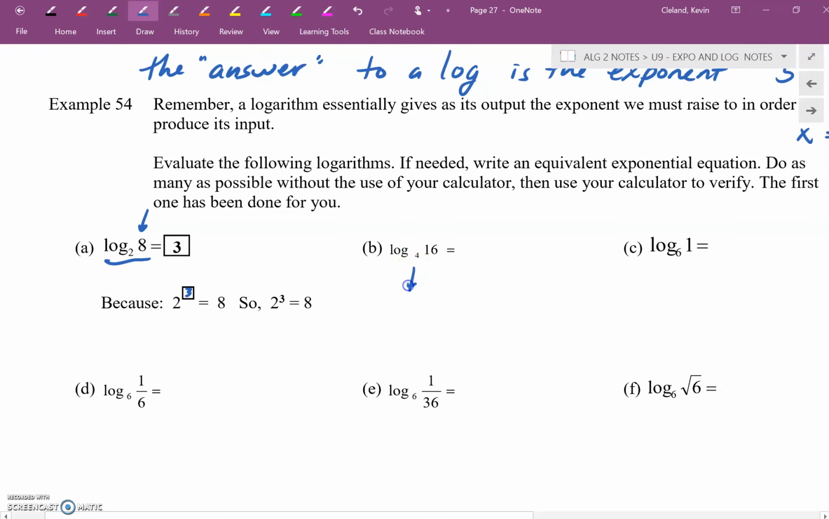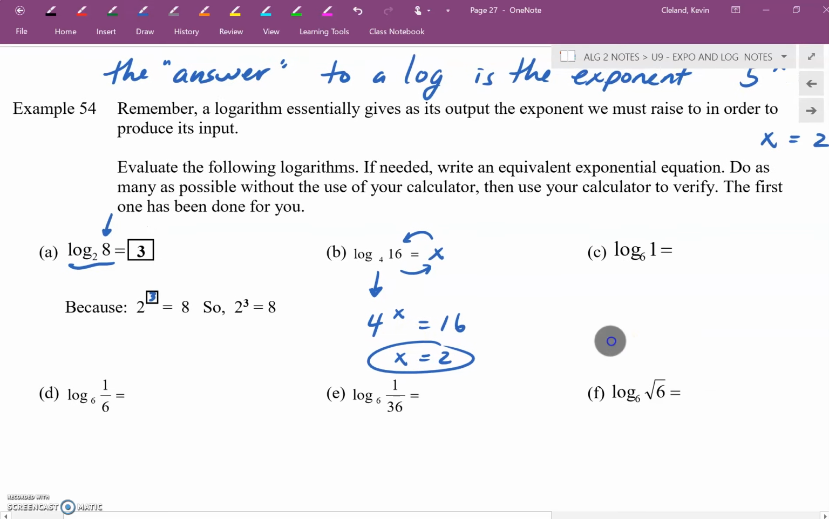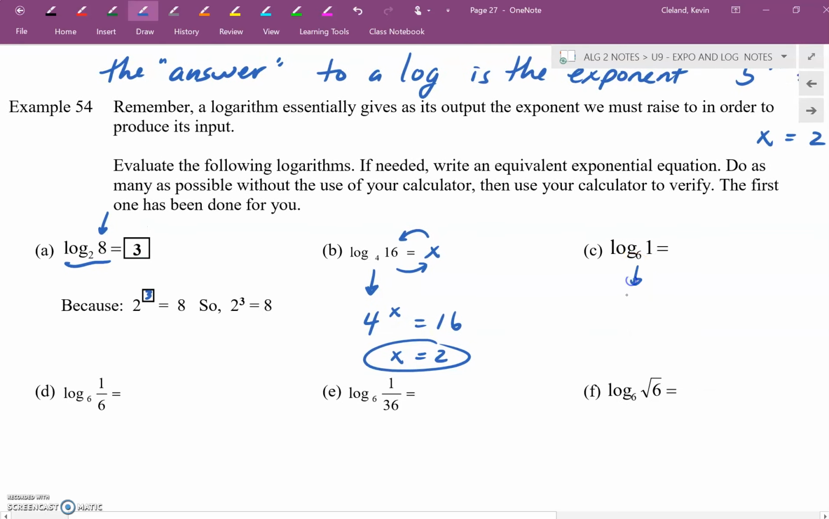So here we go. I'm just going to bring down that 4, put a variable here, and say, okay, switch these babies around. What's the power I have to raise 4 to get 16? And that would be 2, or 4 to the second power is 16. Do the same here. Bring your base down. Remember, in this case, 6 is the base. Put a variable here and say, okay, what power do I have to raise 6 to get 1? Well, this is that old property that anything to the 0 power is 1. So in this case, x would be 0.